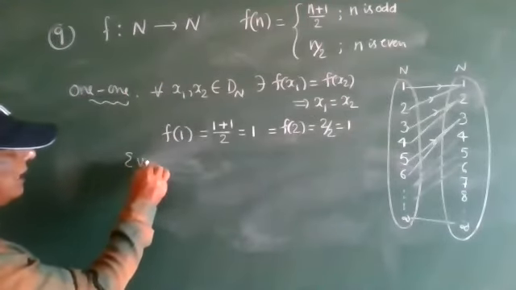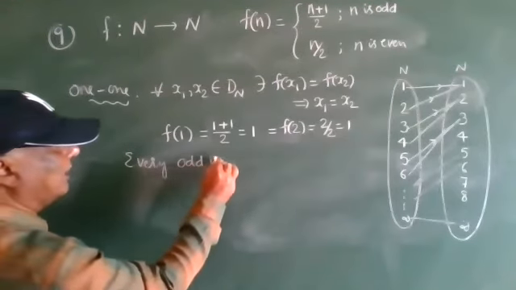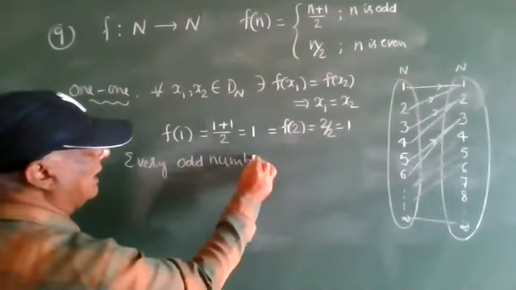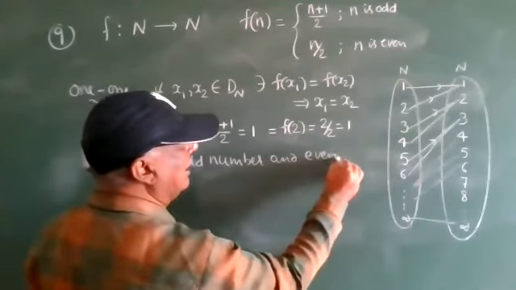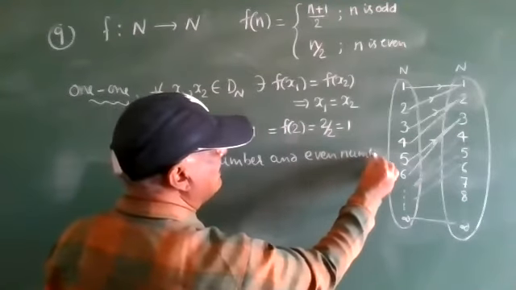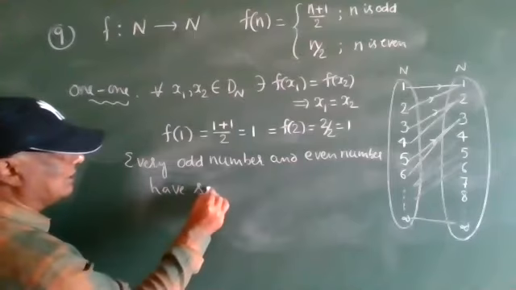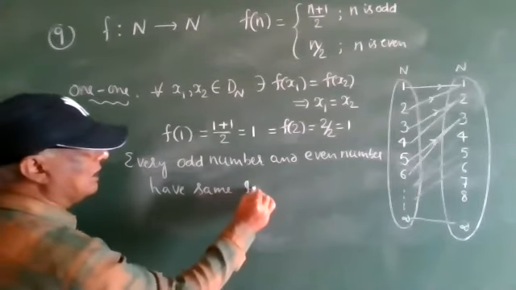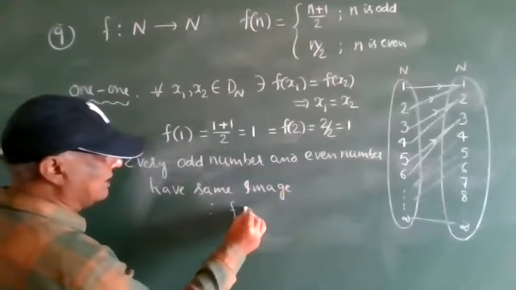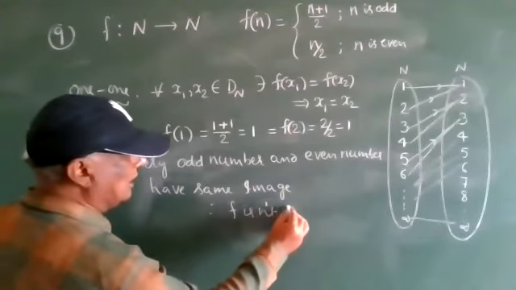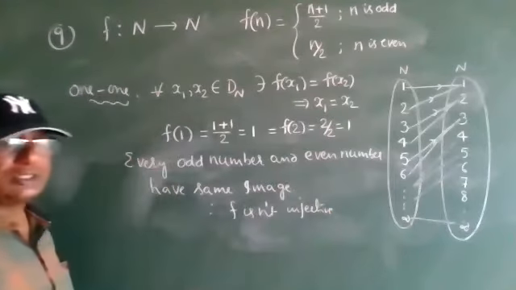Every odd number and even number have the same image. Therefore, f is not injective. F is not injective. Is it clear? F is not injective.